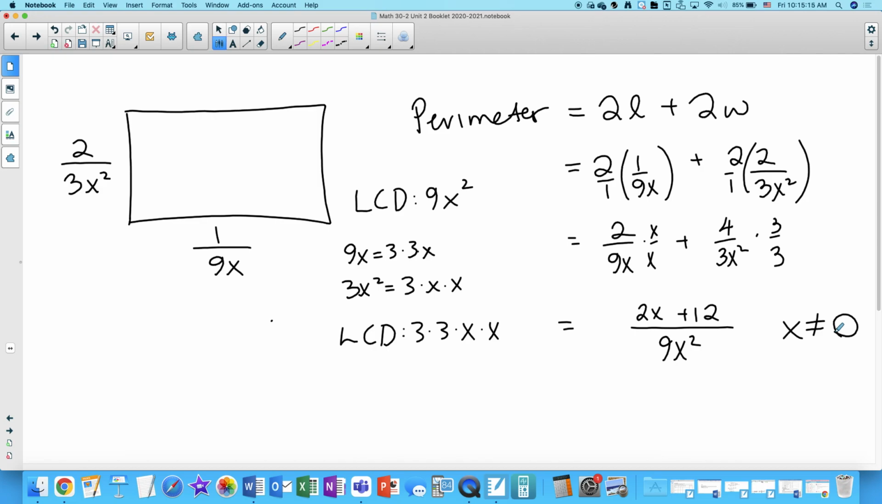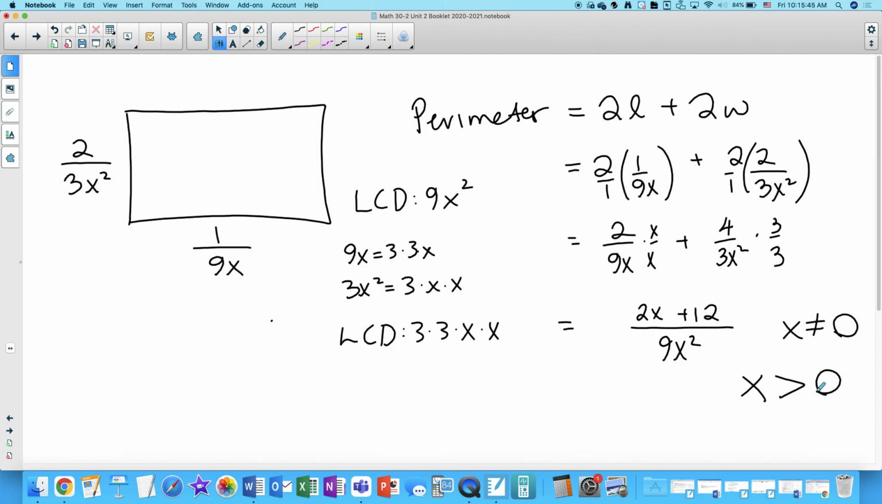So we actually have to put in more information around our non-permissible value here. It can't be 0, but it also can't be negative. So we would have to say that X is greater than 0. It's positive. And that incorporates the non-permissible value of 0, because if X is positive, it can't be 0. But it also throws out all of those possibilities of having a negative side length. Okay, so that's another extra layer that we have to think about.